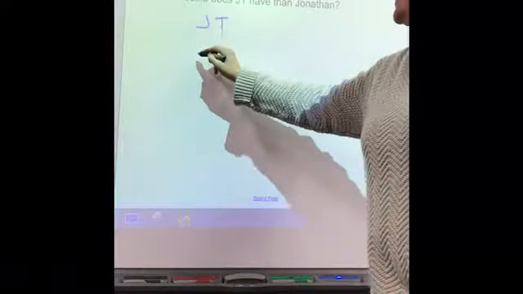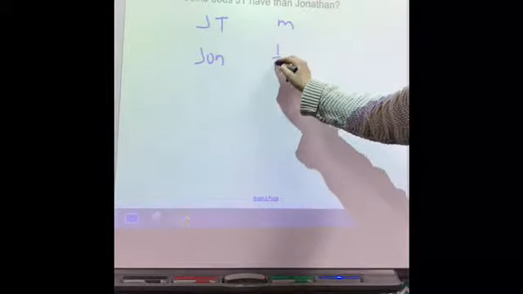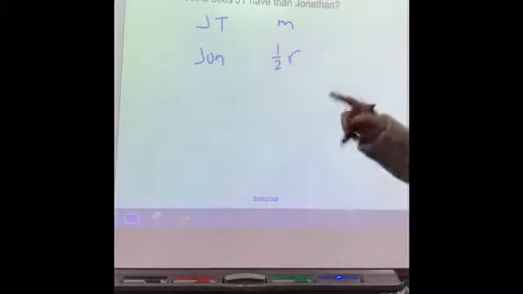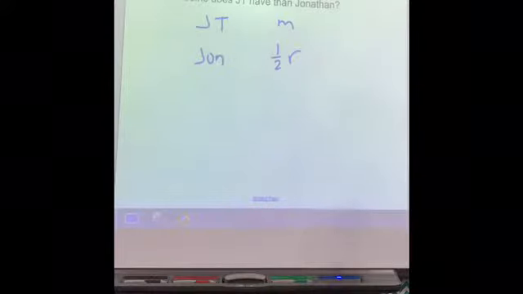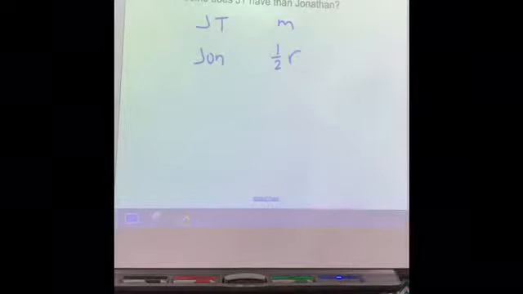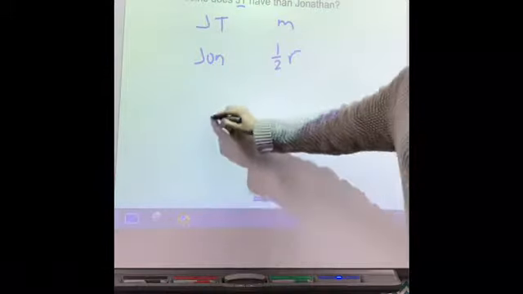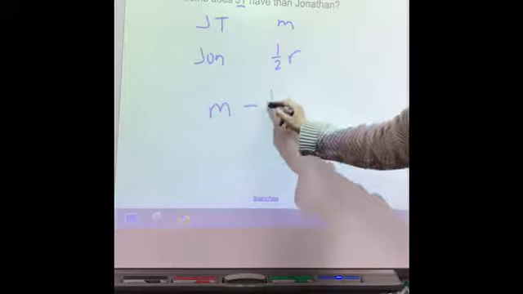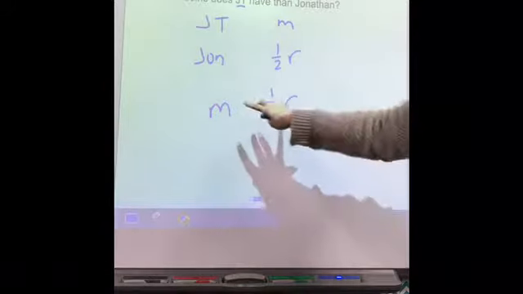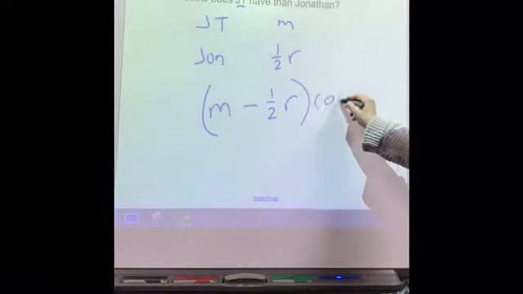I'm going to create a table. JT has M coins, Jonathan has 1/2 R coins. How many more coins does JT have than Jonathan? How many more? That's subtraction. So start with who has the more coins minus the lesser coins. So who has more coins? Obviously JT does. JT has M minus what Jonathan has. These do not simplify. I need a label.